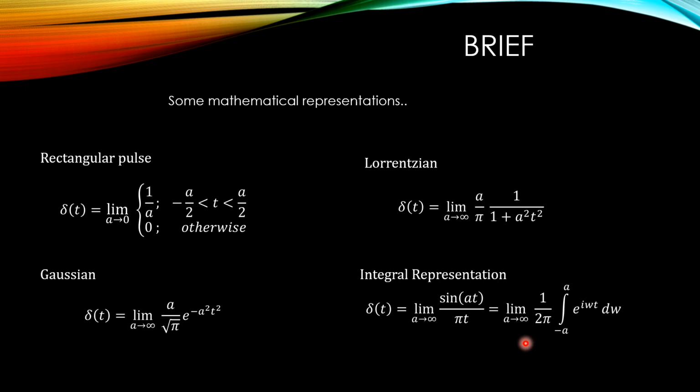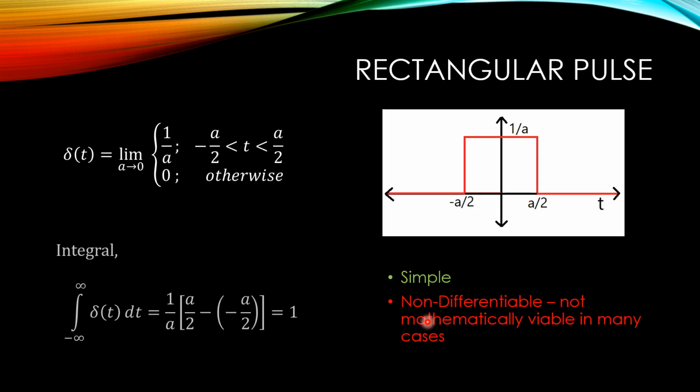So here are the mathematical representations that I'm going to cover in this video: the rectangular pulse, Lorentzian, Gaussian, and one integral representation. So let's start with the rectangular pulse. This one is quite simple and is used quite often in signal processing, and it is just a rectangular pulse centered around t equals 0, and it is really easy to see why its integral is equal to unity, thus satisfying the defining property of the Dirac delta function.